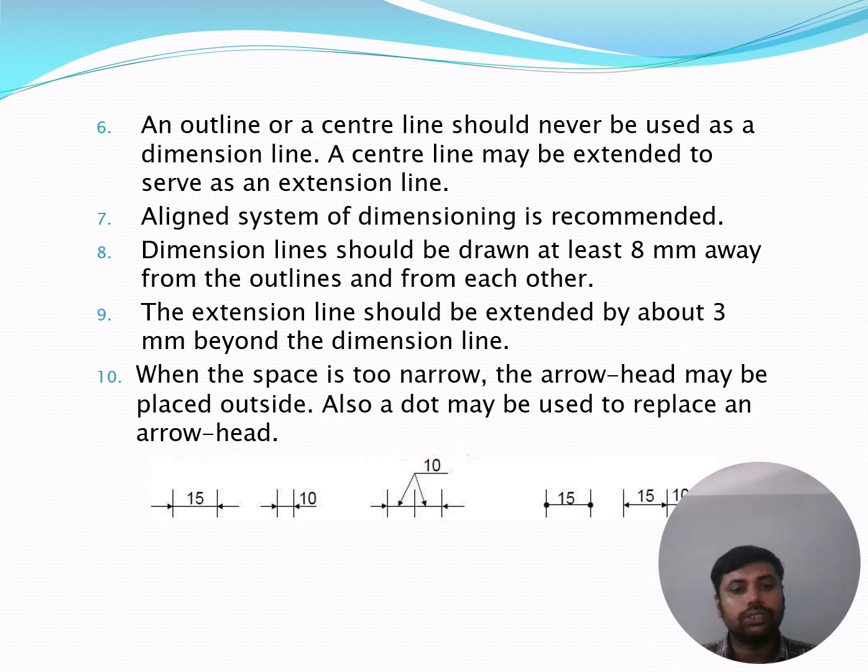The aligned system of dimensioning is recommended always. A dimension line should be drawn at least 8 mm away from the outlines and from each other. The extension line should extend about 3 mm beyond the dimension line. When the space is too narrow, the arrowhead may be placed outside, and also a dot may be used to replace the arrowheads.